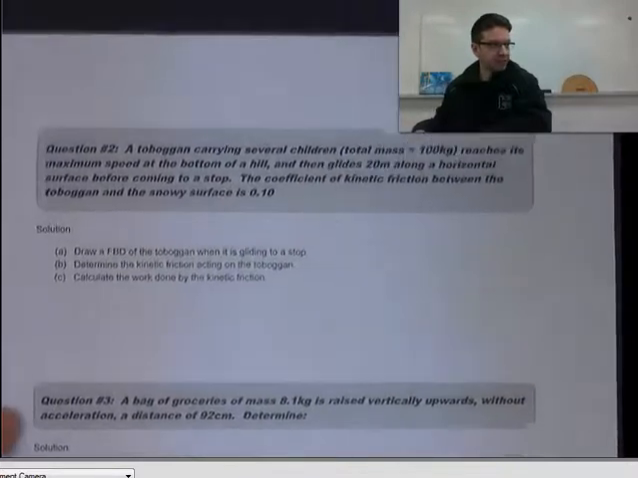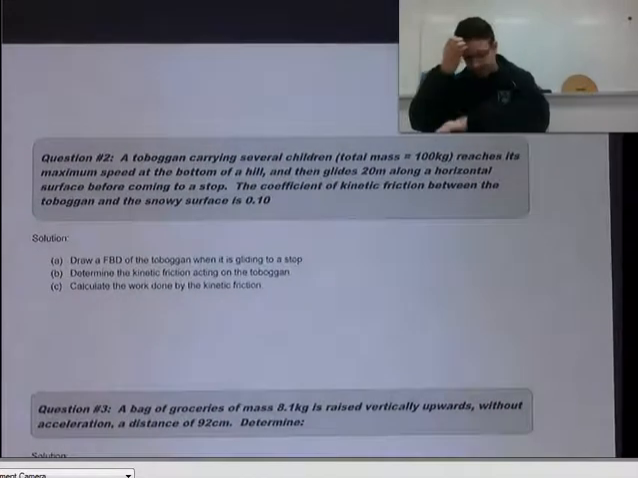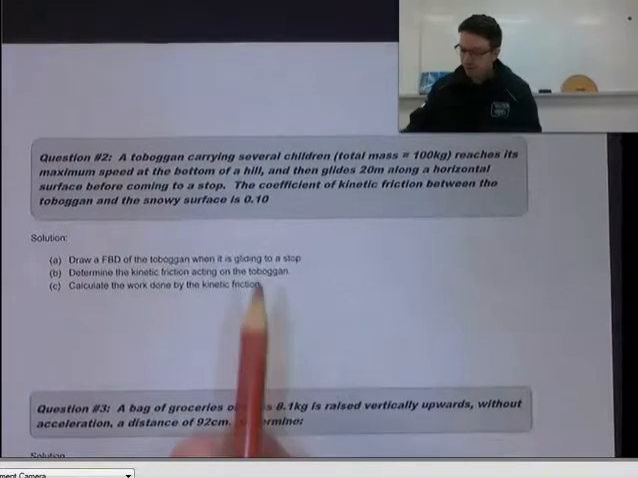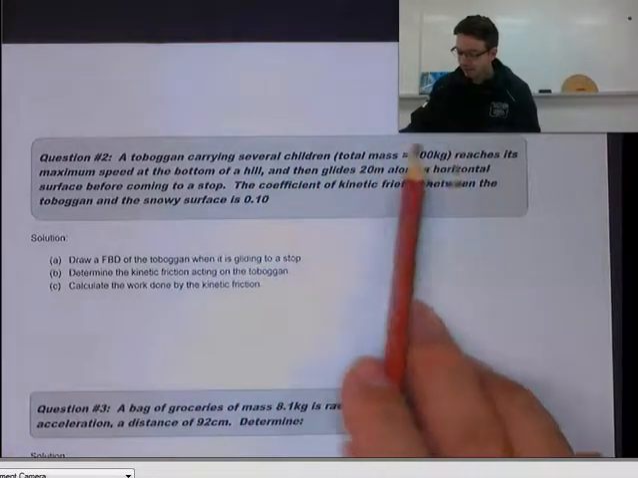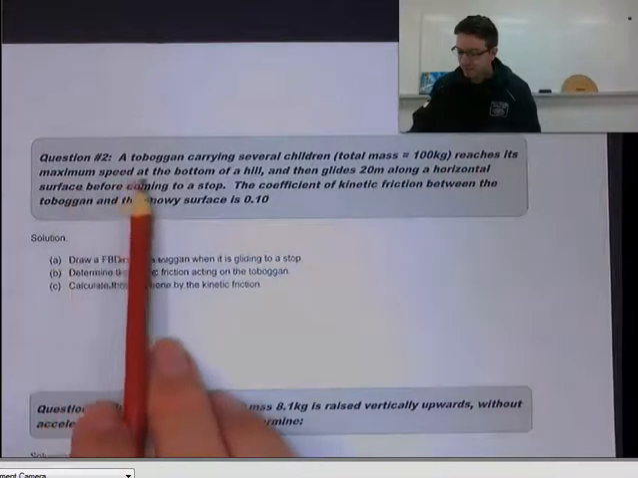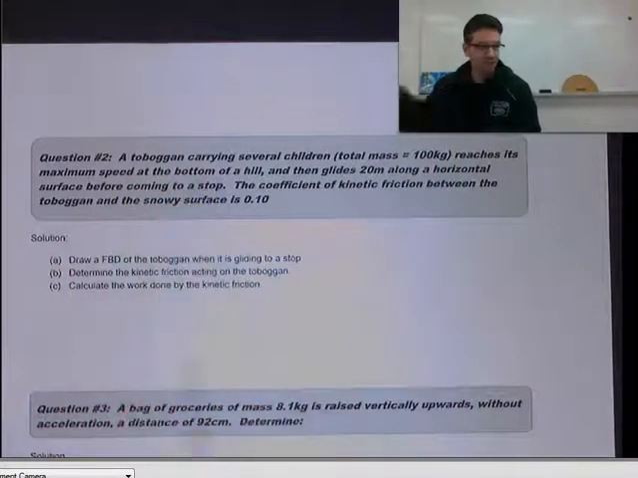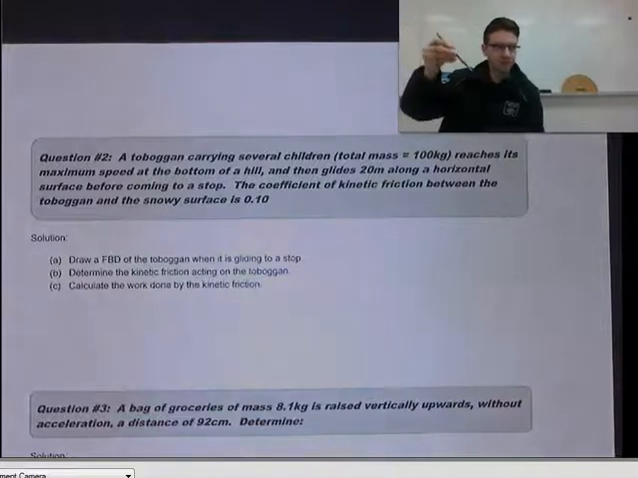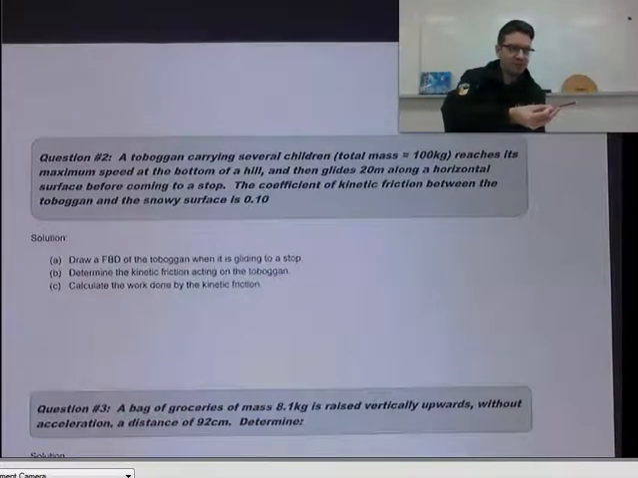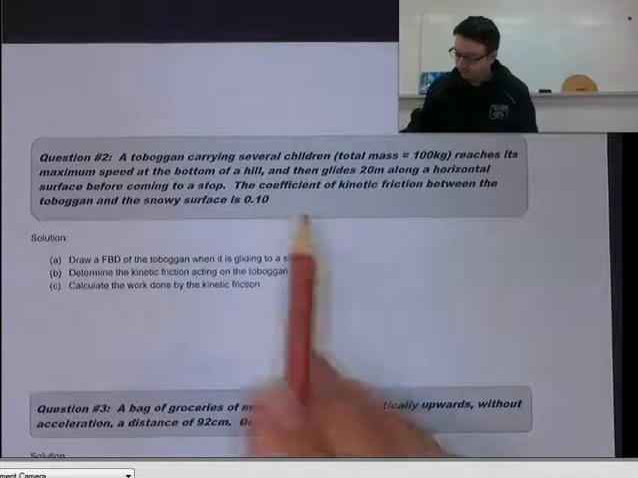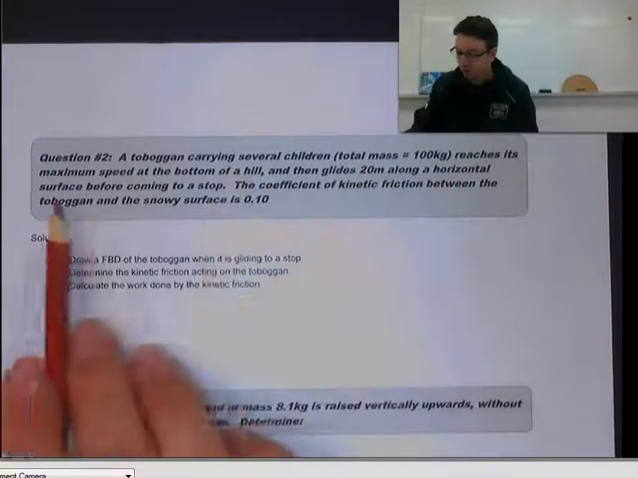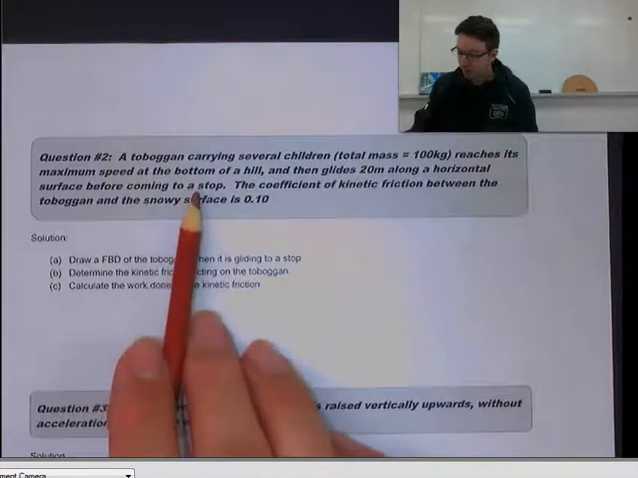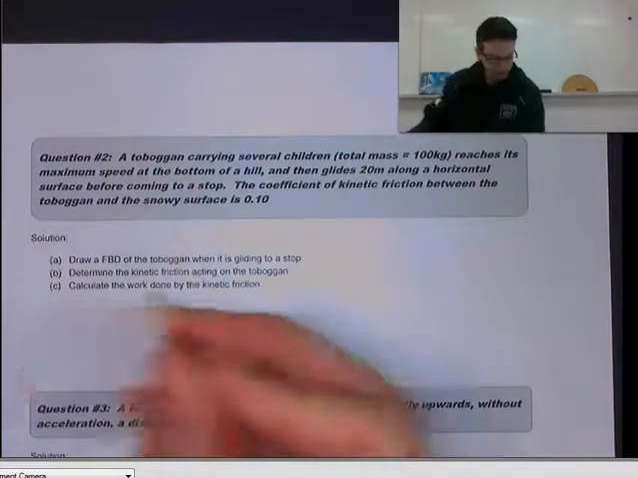Okay, so question number 2. This one we have a toboggan carrying several children, so we have a total mass, reaches its maximum speed at the bottom of the hill. So it's slid down a hill, and right at the bottom it's at its maximum speed. Then glides 20 meters along a horizontal surface before coming to a stop. Okay, that's what we know so far.